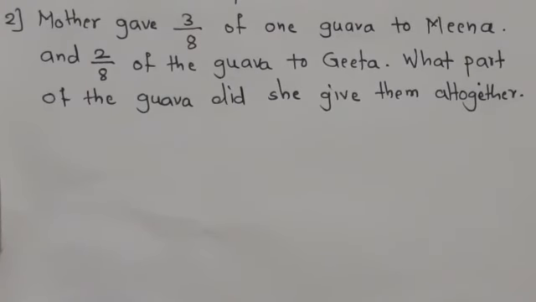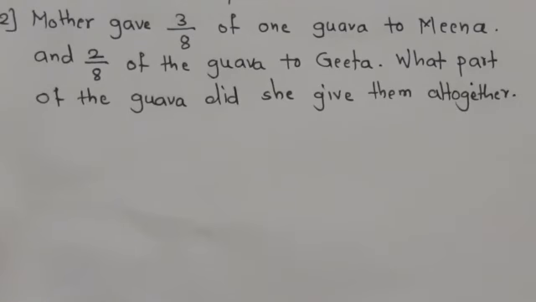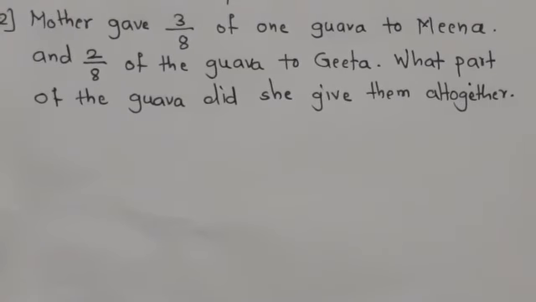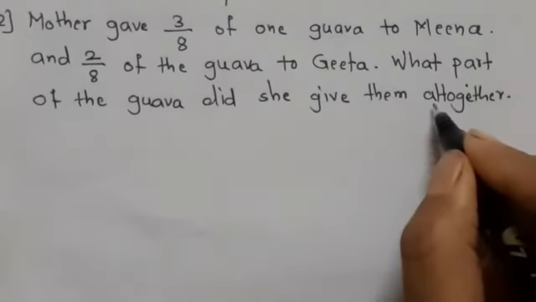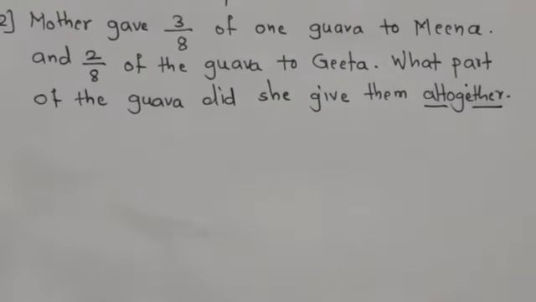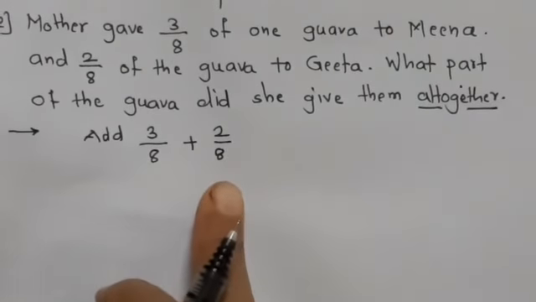Let's solve one word problem. Mother gave 3 upon 8 of one guava to Meena and 2 upon 8 of the guava to Geeta. What part of guava did she give them altogether? It means we have to find out the part of the guava which she gave to Meena and Geeta altogether. This word altogether suggests that we have to add both the fractions. It means we have to add 3 by 8 and 2 by 8.